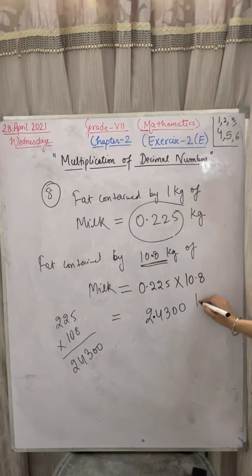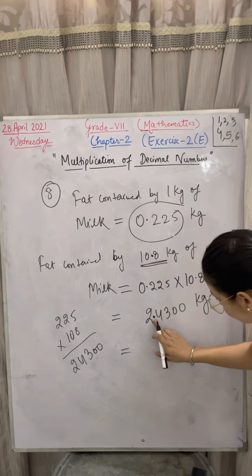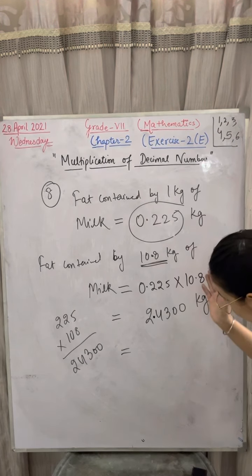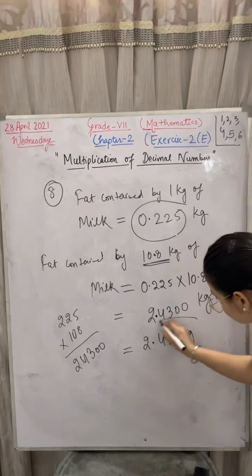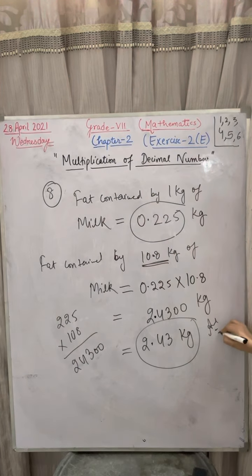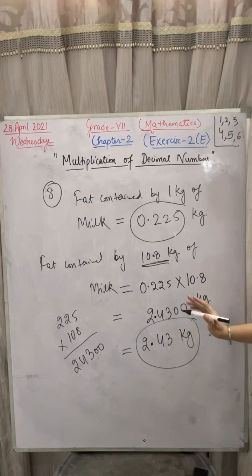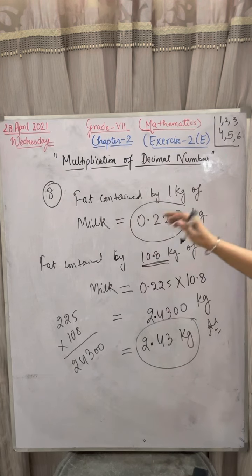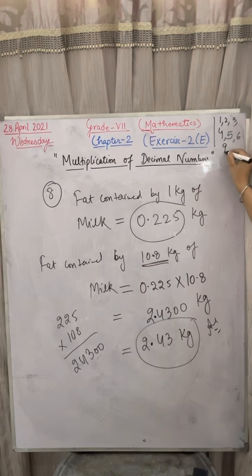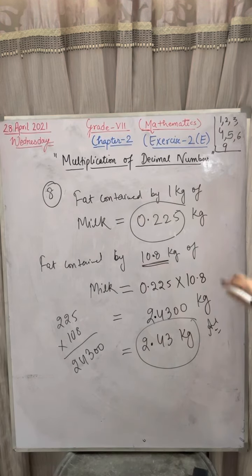2.4300. You can leave your answer up to here, or, as I have told you, if after the decimal you have zeros at the last, you can remove them. 2.43 kg is also correct. You can leave your answer like this also, or you can remove these zeros after the decimal, and the answer will be correct. So similarly, you have to do your 9th question. So this is the homework.